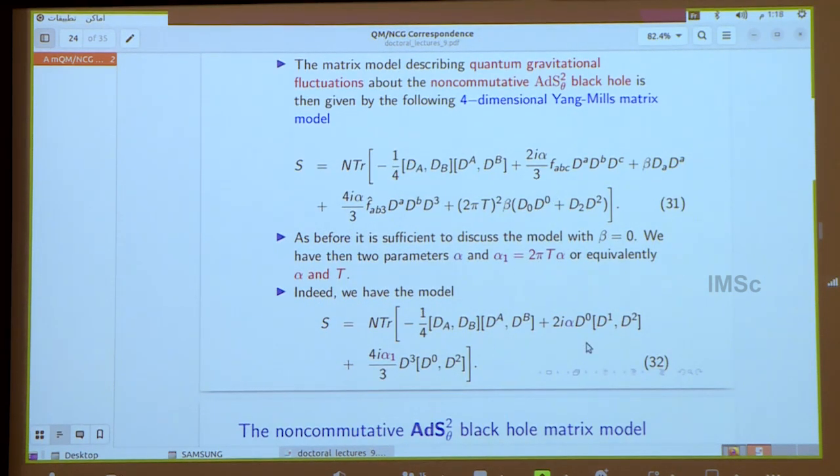Let's simplify this model by simply putting the beta term to 0. I get this term here, and also simplify the Chern-Simons. This is the first one. This is the one responsible for the emergence of the AdS2 geometry. The second one is this one. This is the one responsible for the condensation of the dilaton field. D3 is the dilaton field, recall our notation.